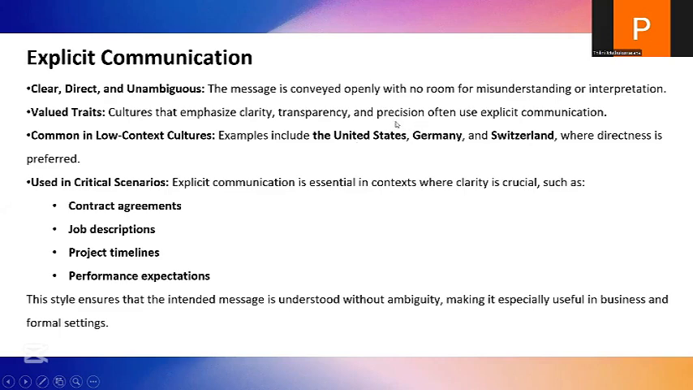They often use contract agreements, job descriptions, project timelines, and performance expectations. These are very good examples of explicit communication. So clarity is very important in all these aspects.